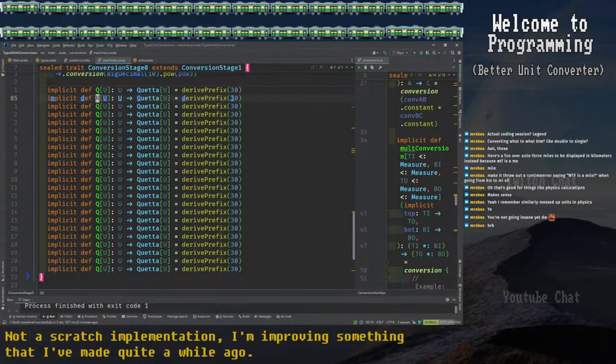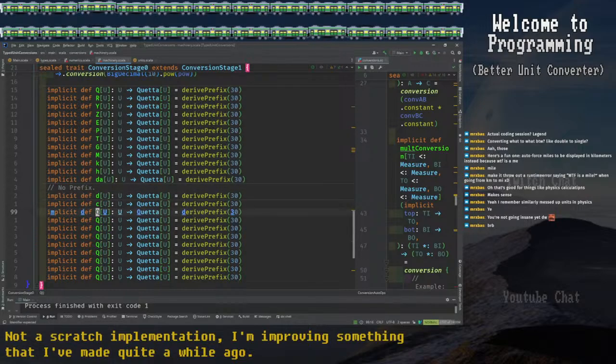So you have Q, R, Y, Z, E, P, T, G, M, big M, K, H, D, A. And we have no prefix. We have D, C, M. Can I use Unicode? I don't remember. Let me just quickly steal this mu symbol. Yeah, I can. And... oh, come on, really?